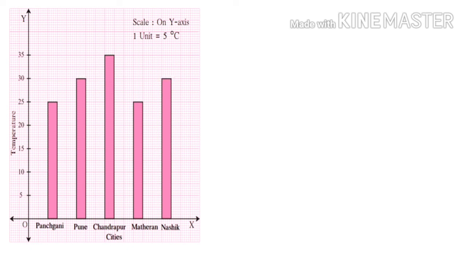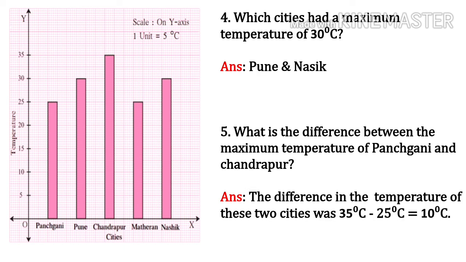Now question number 4: which cities had a maximum temperature of 30 degrees Celsius? Which cities have 30 degrees Celsius? Pune and Nashik. So Pune and Nashik had the maximum temperature of 30 degrees Celsius.